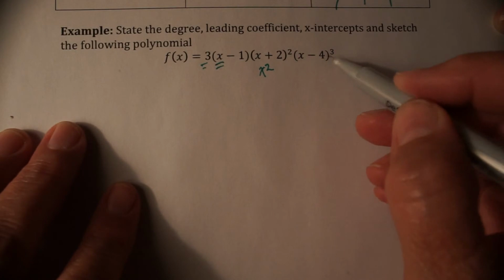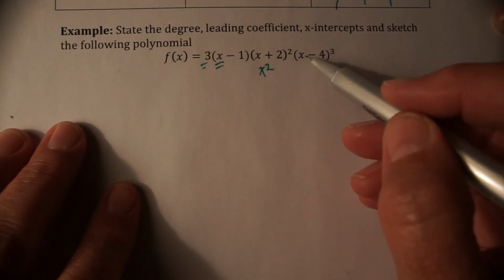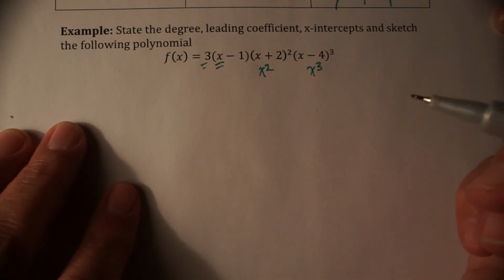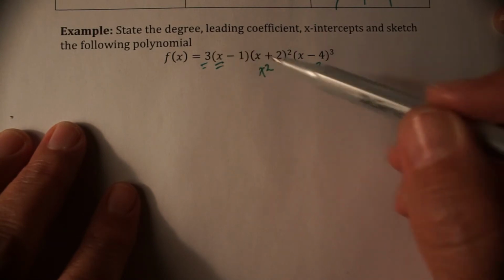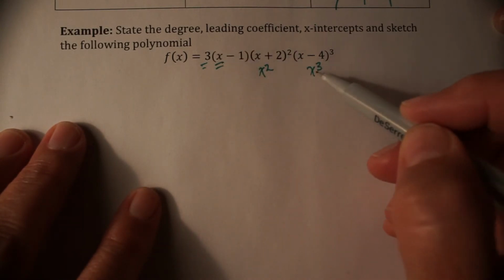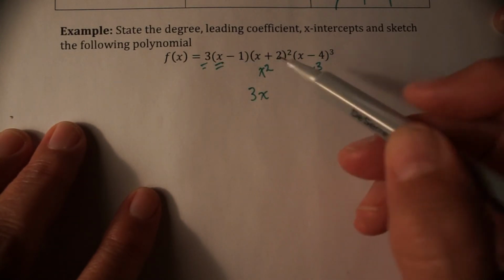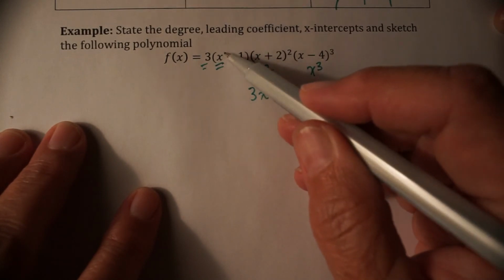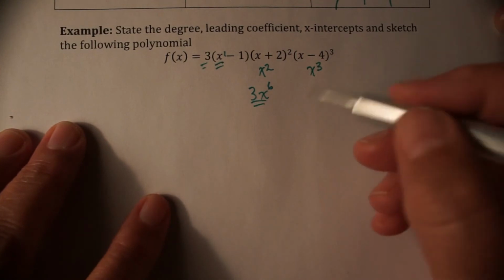Same thing here. When I cube this bracket, multiply it by itself 3 times, I'm going to take that x and multiply it by itself 3 times. It's going to be x cubed as my highest power of x. And now I'm going to multiply all of these x's together with the 3. There are no coefficients with any of these x's. So it's just going to be 3x to the, now remember we add exponents when we're multiplying, so it'll be 5, and that's a 1, so it'll be 6. That's my leading term, if you want to call it that.